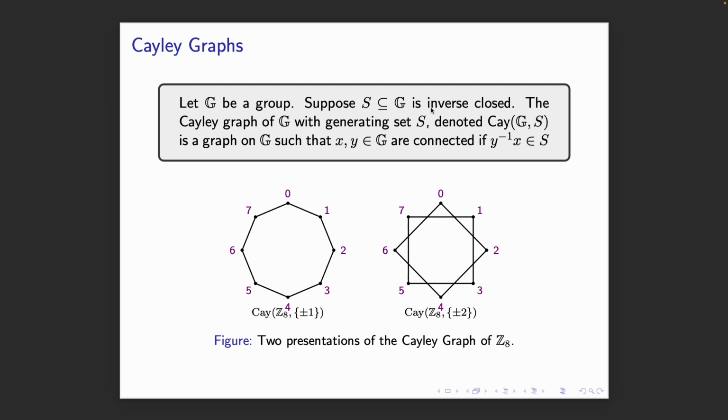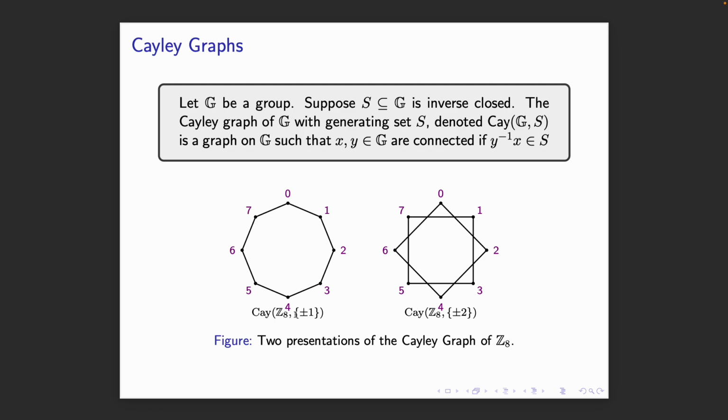So Cayley graphs are constructed as follows. You take a group, and you take a subset of the group which is inverse closed. The Cayley graph of the group with that generating set, which we call Cay(G, S), is going to be a graph whose vertex set is the elements of the group. And if we have two group elements, x and y, they're connected if y inverse x is contained in the generating set.